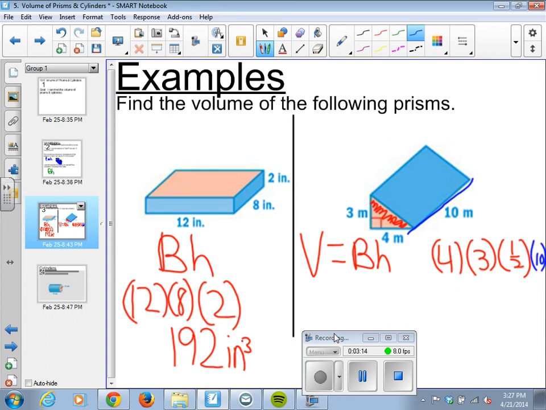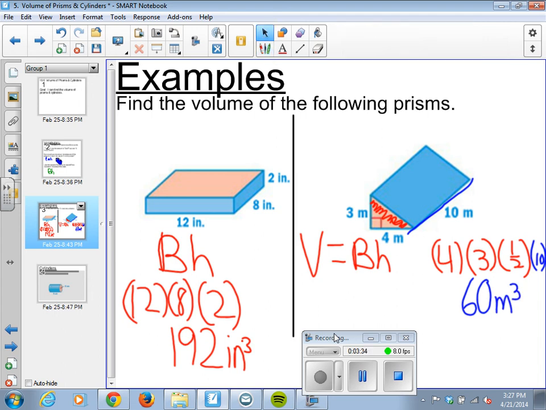So there's our formula. Now we go ahead. We know we can multiply in any order we want. So I'm just going to go, let's see, 10 times 3 is 30. Half of that is 15. 15 times 4 is 60. 60 meters cubed. So again, area of the base times the height. That base area changes based off of our solid.